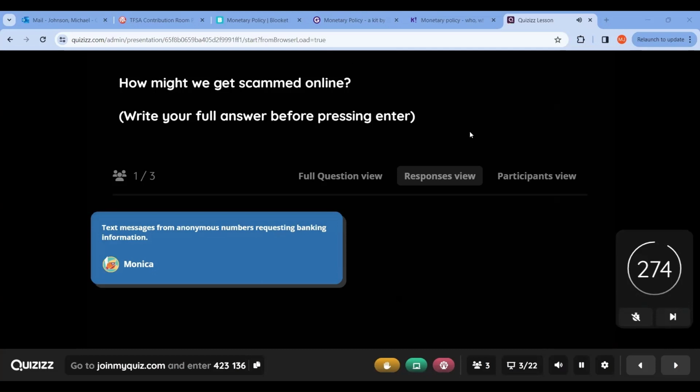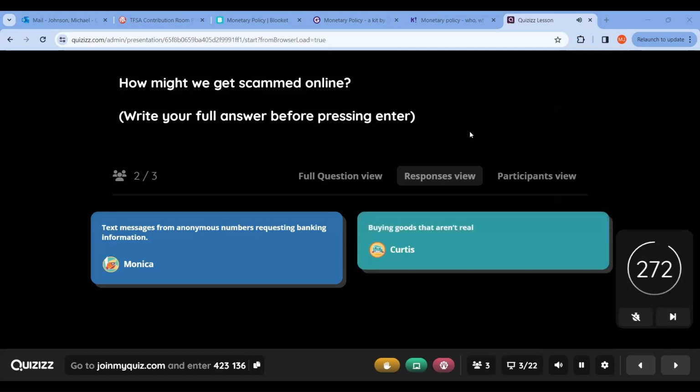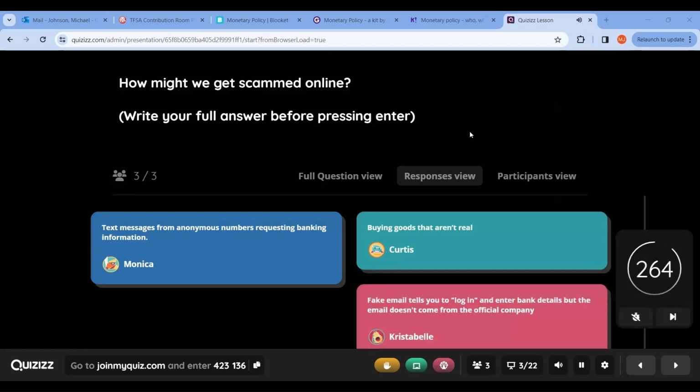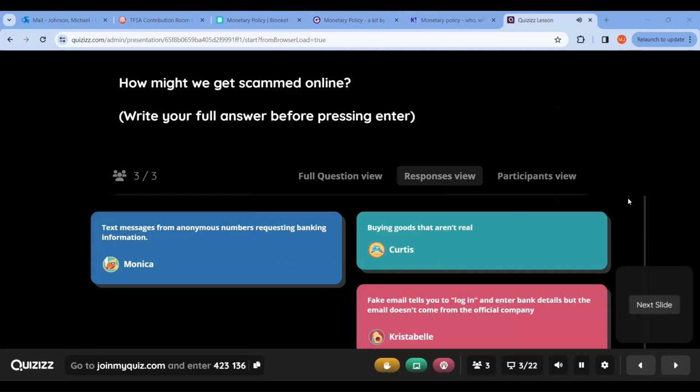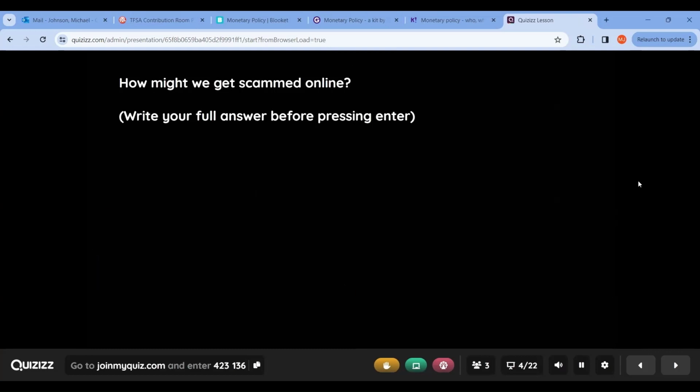So Monica says text messages from anonymous numbers requesting banking information. Yes. Curtis, buying goods that aren't real. Yes. Christabel, a fake email tells you to log in and enter your bank details, but the email doesn't come from the official company. Yes, that's very true.